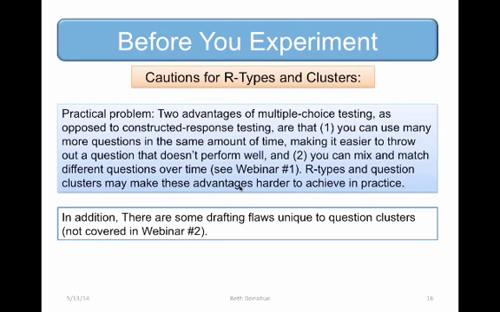In addition, I'll just throw out real quick, there are some drafting flaws that we hadn't talked about in the second webinar, which focused on A-type questions, that are unique to question clusters. So if you're interested in using question clusters, by all means contact me and I can give you some more detail on those.